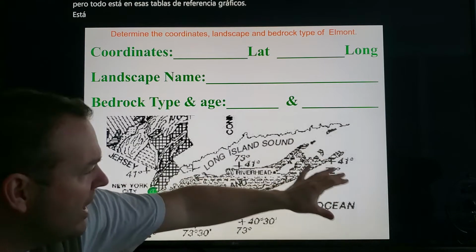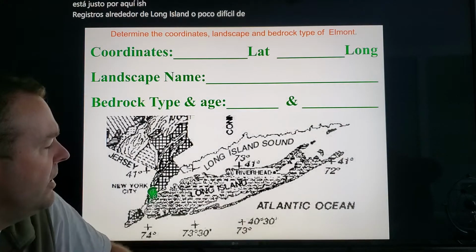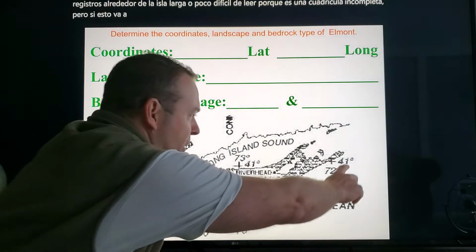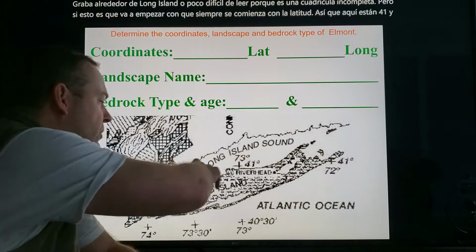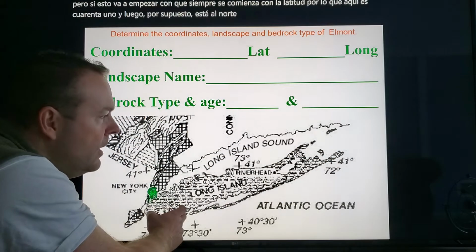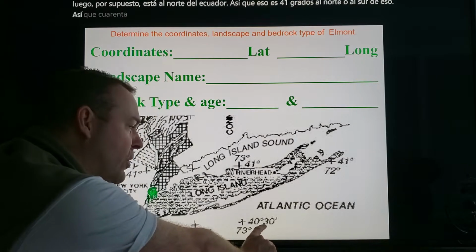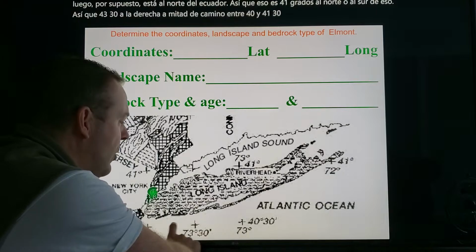and the coordinates around Long Island are a little tricky to read because it's an incomplete grid, but we'll start with latitude. Always start with latitude. So here's 41, and that, of course, is north of the equator. So that's 41 degrees north. Well, we're south of that. So 40:30, right, halfway between 40 and 41, 30 minutes out of 60, is here, and that's below us.